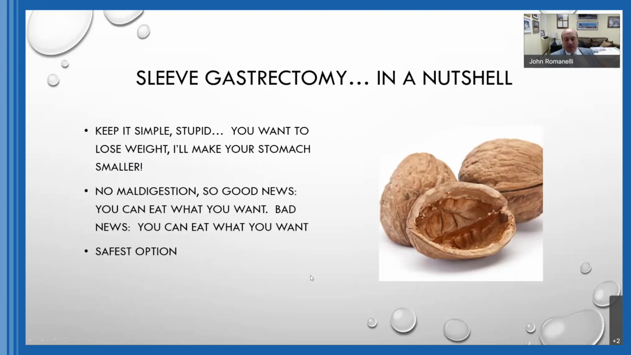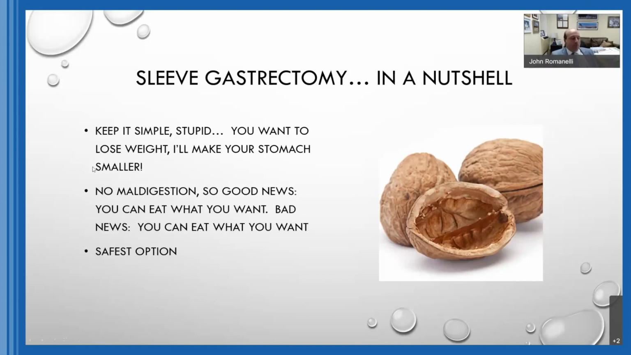So in a nutshell, this is the keep it simple, stupid operation. If you want to lose weight, I'll make your stomach smaller. There's nothing more complicated than that. There's no maldigestion or malabsorption. So the good news is you can eat whatever you want afterwards. The bad news is you can eat whatever you want afterwards.